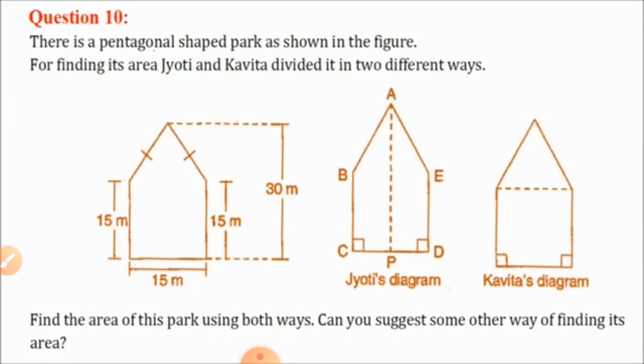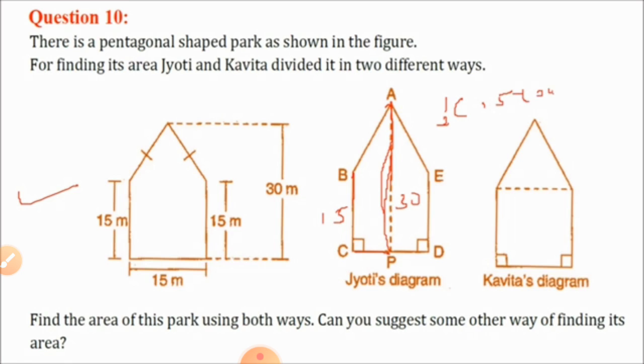Here they taught us different parts of the figure. In the same way, in question number 10, there is a pentagonal shaped park as shown in this figure. For finding its area, Jyoti and Kavita divided it in two different ways. Jyoti's diagram is this way and Kavita's diagram is this way, but both answers remain the same. Find the area of this park using both ways. Can you suggest some other way of finding its area? Why not? I will discuss afterwards.